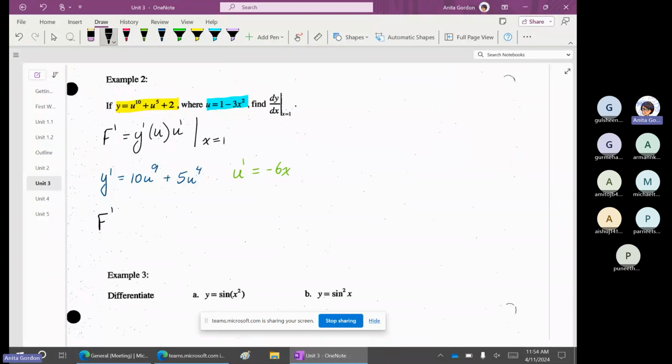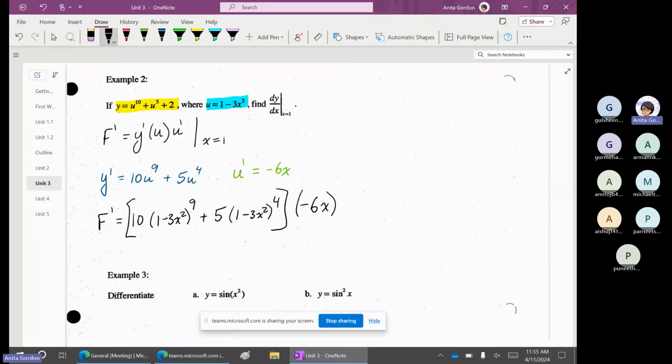So f prime is 10 bracket, I'm substituting u as is, 1 minus 3x squared to the power 9 plus 5 bracket 1 minus 3x squared to the power 4. So this is y prime. I'm going to put big brackets around it, and now I multiply it by u prime. Should have put a negative in there. Oopsie, sorry. Multiplied by negative 6x.